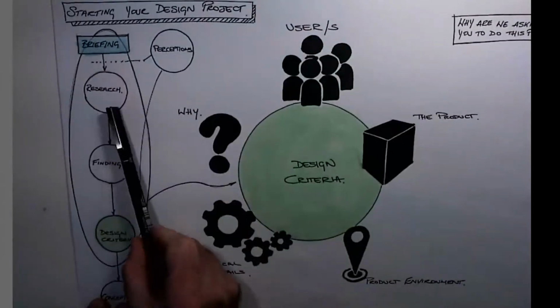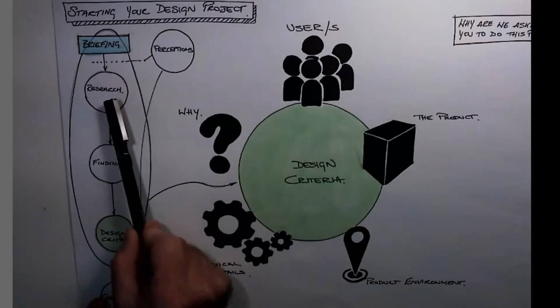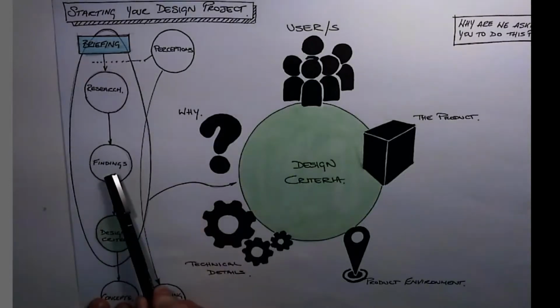Now, there's three different phases. You need to engage in a set of research to understand, to explore, to see what's out there. So what the state of play is. From that, you extrapolate findings. You take findings out of that research that are important.